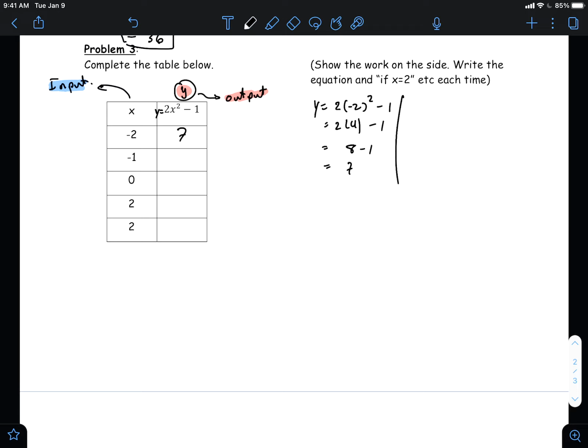Okay, and we do it again. Okay, if I plugged in 0, 2 times 0 squared minus 1, that's an easy one. Because 0 squared times 2 is going to be 0. That's an easy one, so we're going to go minus 1 there. And then, oh, what happened here? He made a mistake. There we go, it's got to be 3. Right, so then we go.